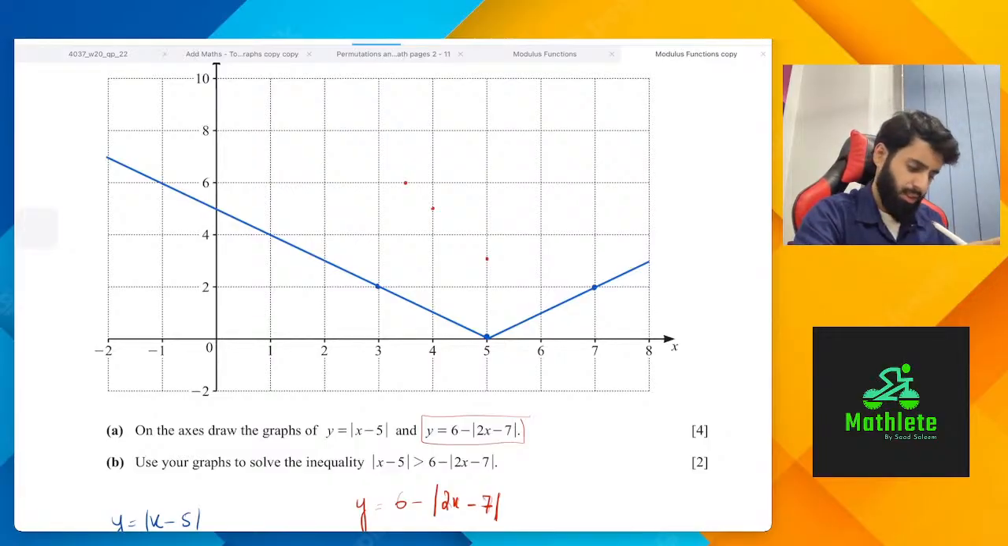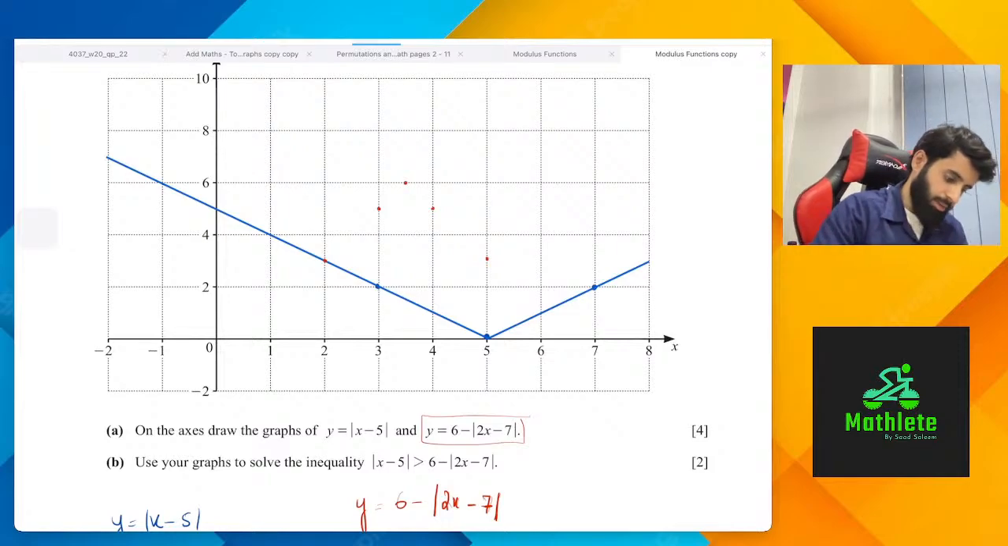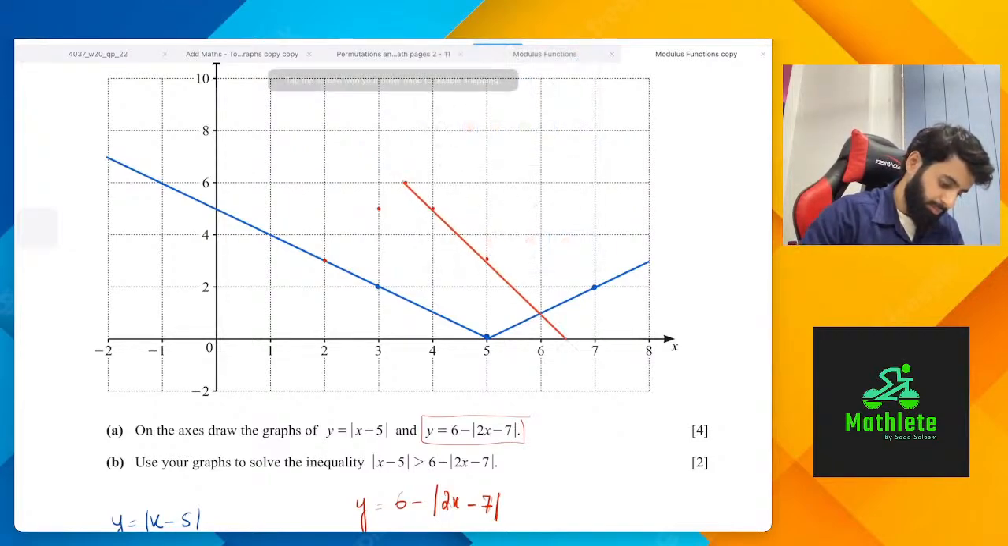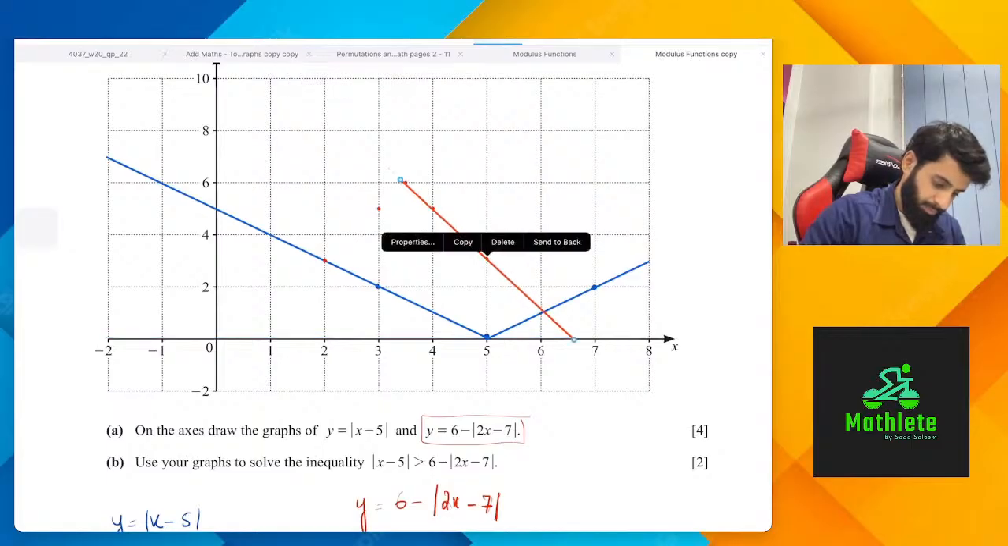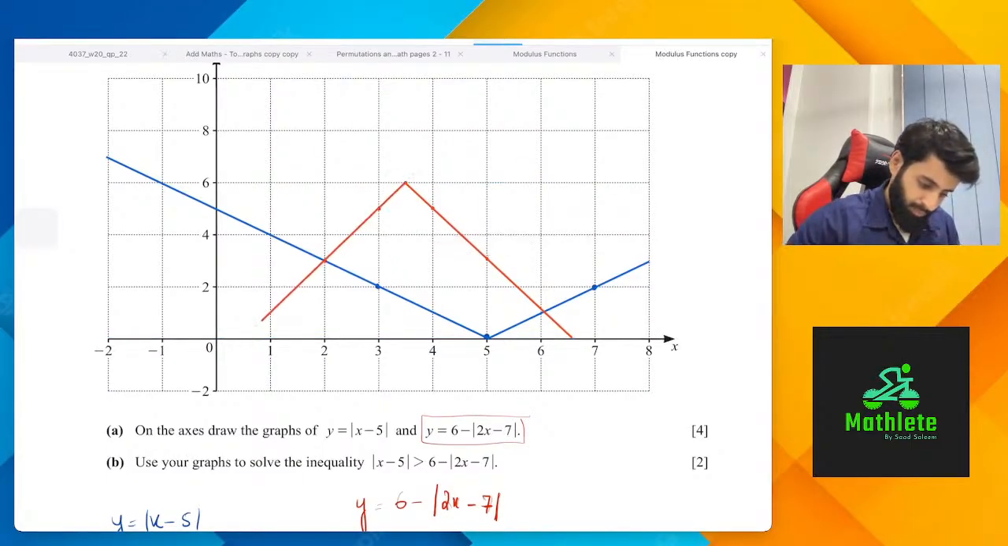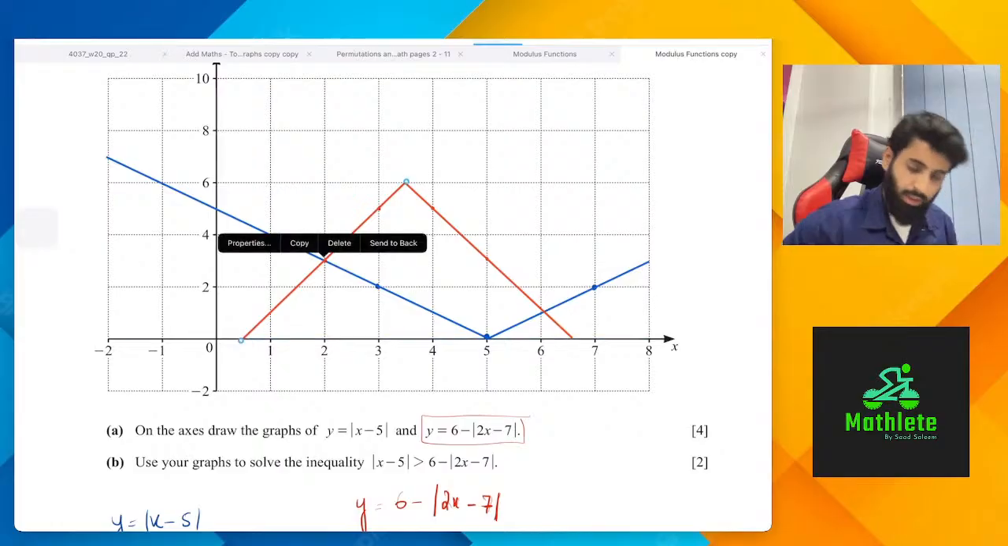Okay, that's unnecessary, but let's plug in values before the vertex. So let's plug in 3. If I plug in 3, I get 5 again. If I plug in 2, I get 3 again. Okay, and that's it. Next thing you want to do is join them. Okay, let's make this with the color red. And there you go. That's it.